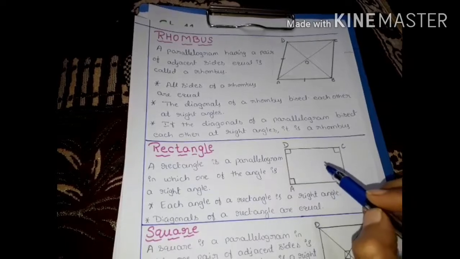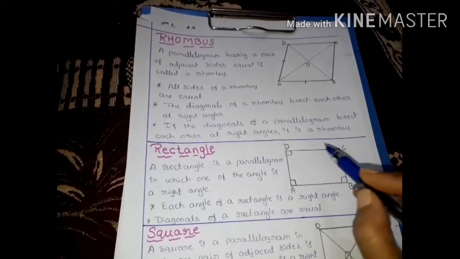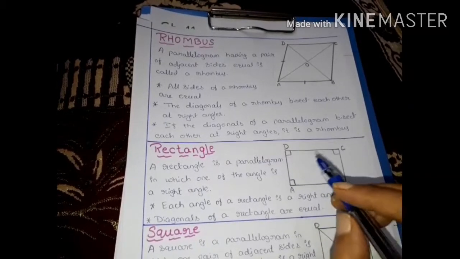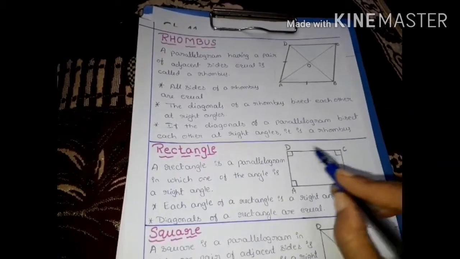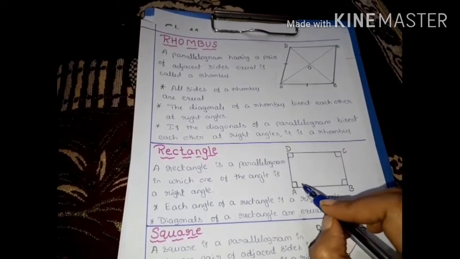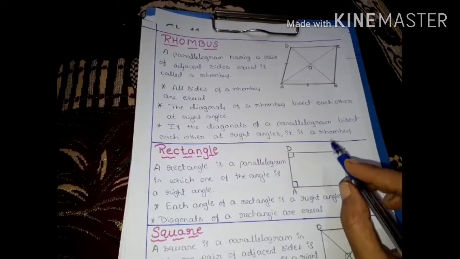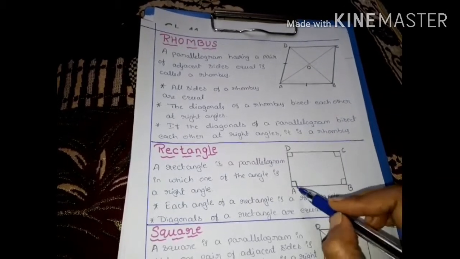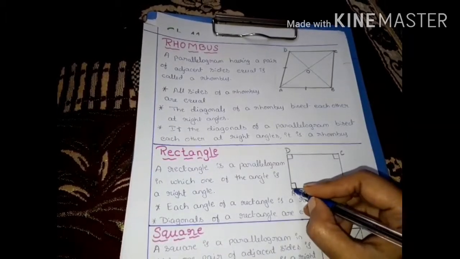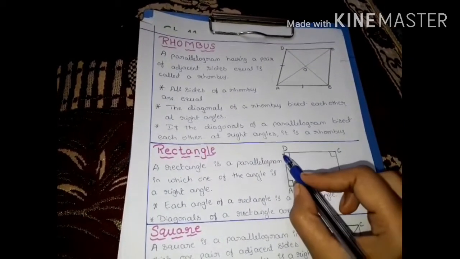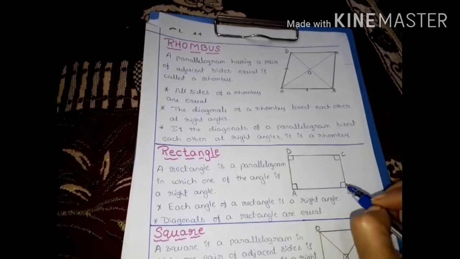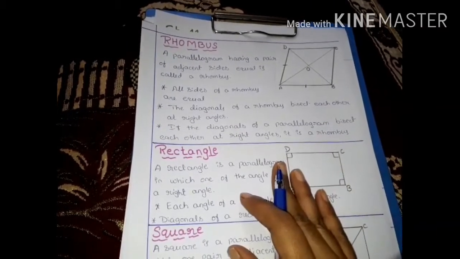In the previous class, what did we study about a rectangle? A rectangle is a closed figure having four sides. Opposite sides are equal. It is one type of parallelogram. Each angle is 90 degrees and also the diagonals of a rectangle are equal. If you draw diagonals AC and DB, these two are equal to each other. These are the properties of a rectangle.